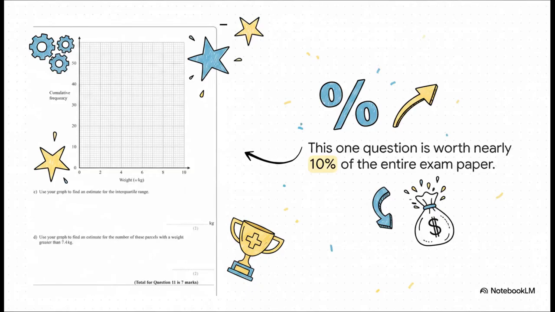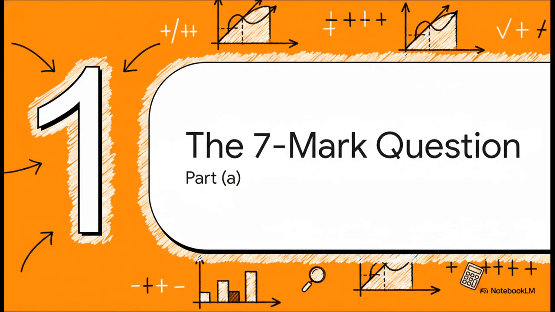We're looking at question 11, a 7-marker on cumulative frequency. Now 7 marks, that is a massive chunk of a paper that's only out of 80. Seriously, getting this one question right could be the difference between grades. So first things first, we've got part A. The question asks us to complete a cumulative frequency table, and all that really means is keeping a running total. Getting this part right is absolutely crucial, because everything else we're about to do depends on it.